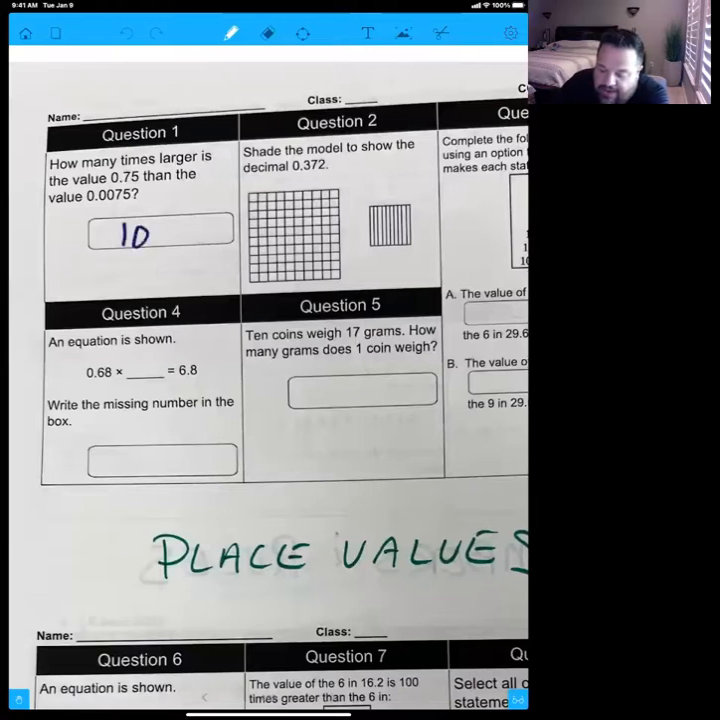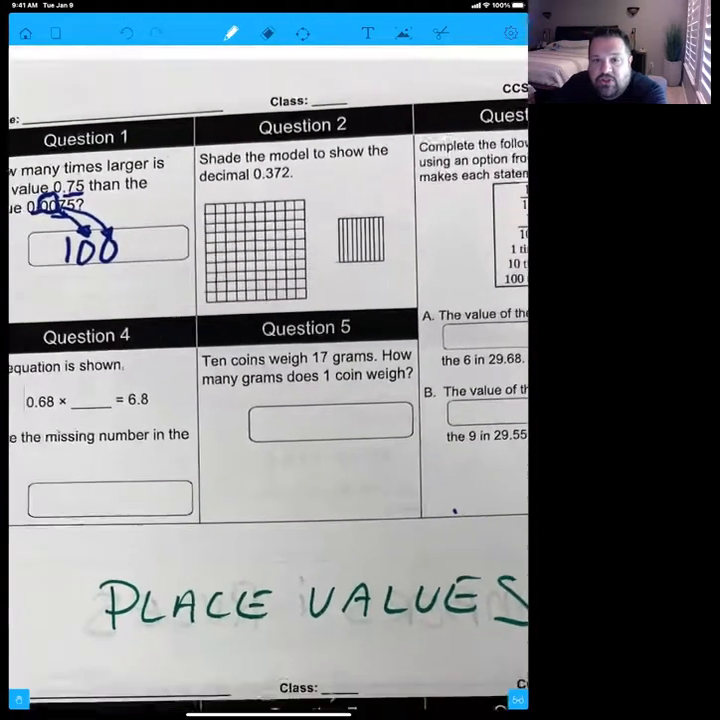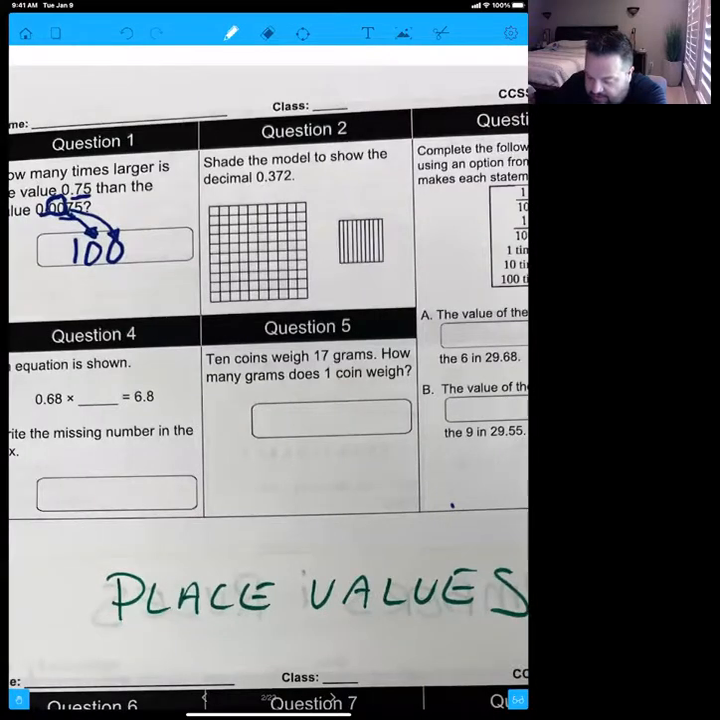Number one is 100 times bigger. Because remember, the value of this is 100 times bigger than this down here. And really the only difference is these two zeros right here that you have to think about. This is reading. You've got to read this very closely to make sure you pay attention to what it's asking you.